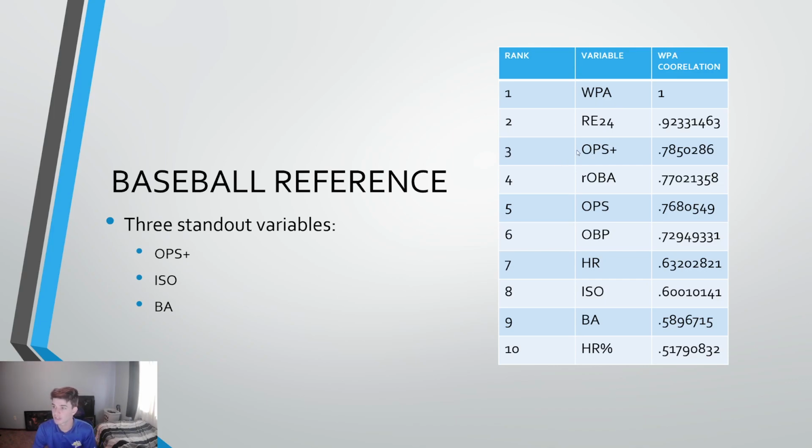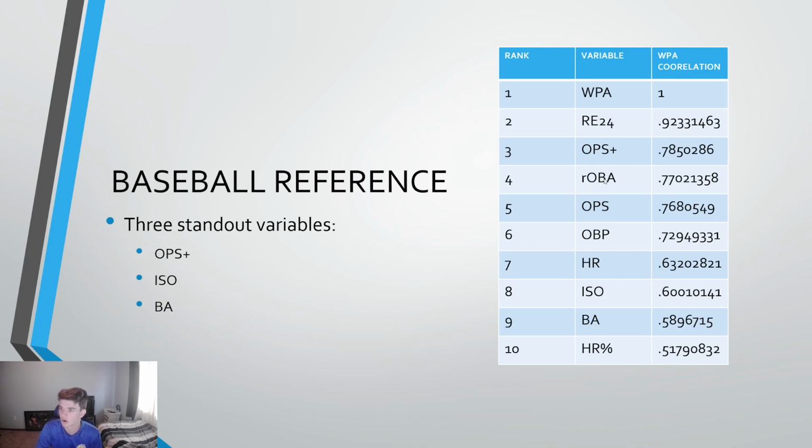And the next one is OPS plus. Now this is on-base plus slugging, as you can see right here. There's another one, but this plus just adjusts the value for park factor and for league factor. So there's a different weight to it every year. But OPS plus is basically just another version of OPS. It correlates with WPA at a 0.78 value, or 78%, which shows that it's a very high correlation.